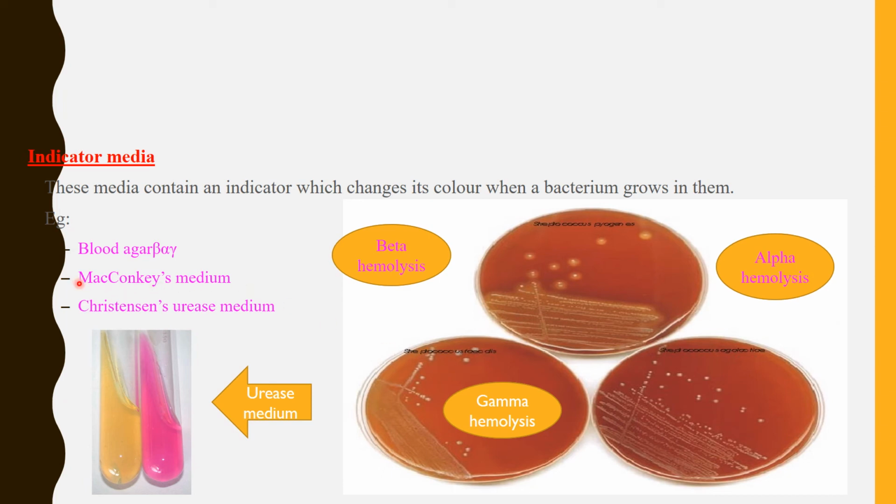Second medium is MacConkey medium. MacConkey medium has lactose sugar. So when bacterium like E. coli start growing in the MacConkey agar, it will ferment the sugar and produce acid. Acid will turn the neutral red indicator into the red dye, and the colonies which are lactose fermenters will form pink color, and those which are non-lactose fermenters will form pale color.